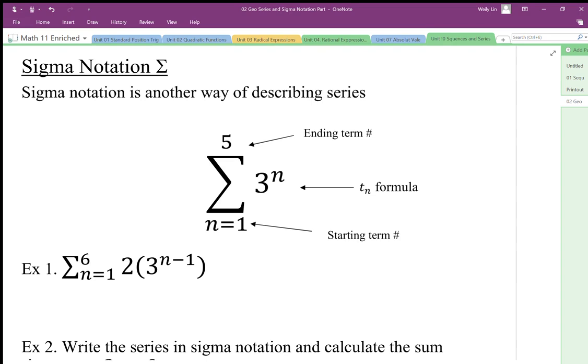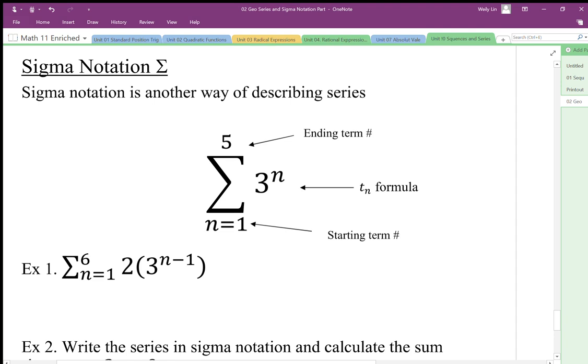We're going to briefly introduce you to something called sigma notation. And sigma notation is this funny looking E here. In fact, it's a Greek letter S, and that Greek letter S actually stands for sum. So since sigma notation stands for sum, it actually is another way of describing series. And anytime you see this sigma, we think we're going to add up a bunch of terms. We're going to find a sum.